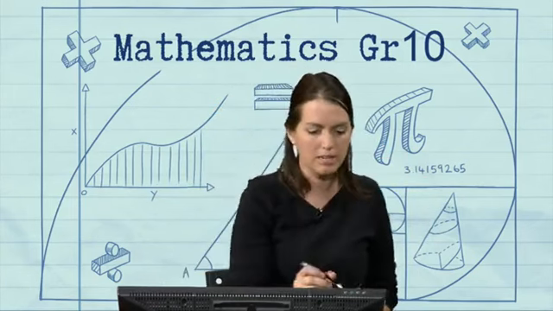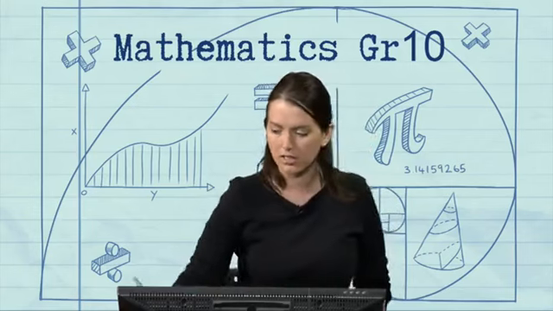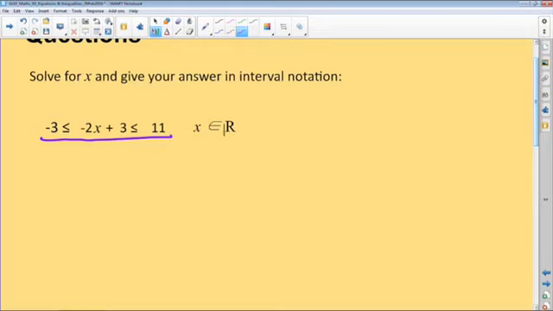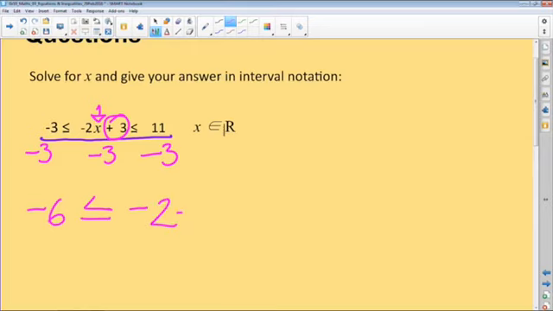Now, we've got very little time left, so I'm going to quickly look at the last question because it's an interesting one. There are 3 parts to this inequality. To get the x by itself, we need to get rid of the 3. In order to get rid of the 3, we need to subtract 3 from all 3 parts, giving us negative 6 is less than or equal to negative 2x, which is less than or equal to 11.